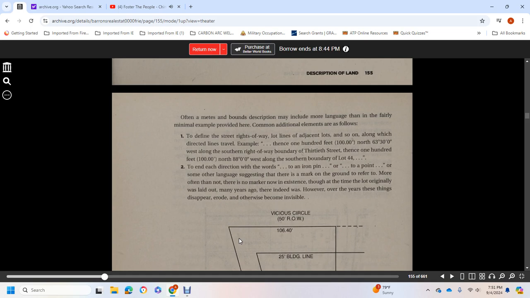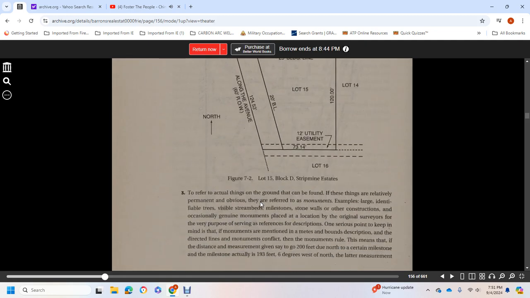To end each direction with the words "to an iron pin" or "to a point." Some of the other language refers to marks on the ground, though more often there is no marker in existence, though at the time the lot was originally laid out many years ago there were. However, over the years these things disappear or otherwise become invisible. To refer to actual things on the ground that can be found, if the things are relatively permanent and obvious, they are referred to as monuments.